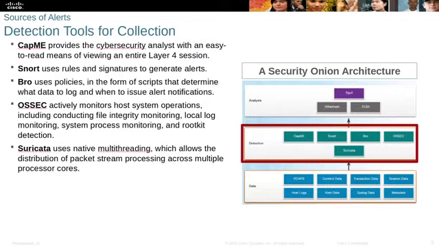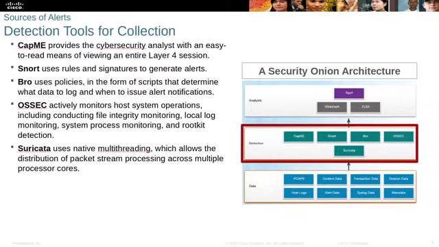Bro is a network intrusion detection system that makes use of a behavior-based approach to intrusion detection. So instead of using signatures or rules, Bro uses policies in the form of scripts. These determine what data to log and when to issue alert notifications. Bro can also submit file extensions for malware analysis, block access to malicious locations, and even shut down a computer that appears to be violating security policies.